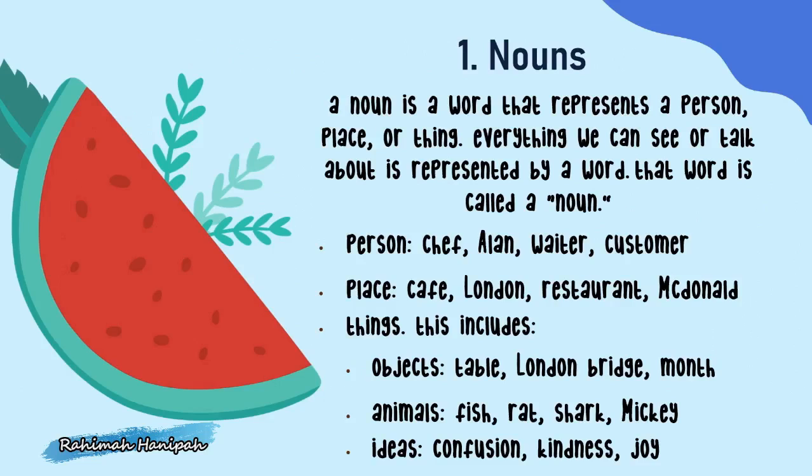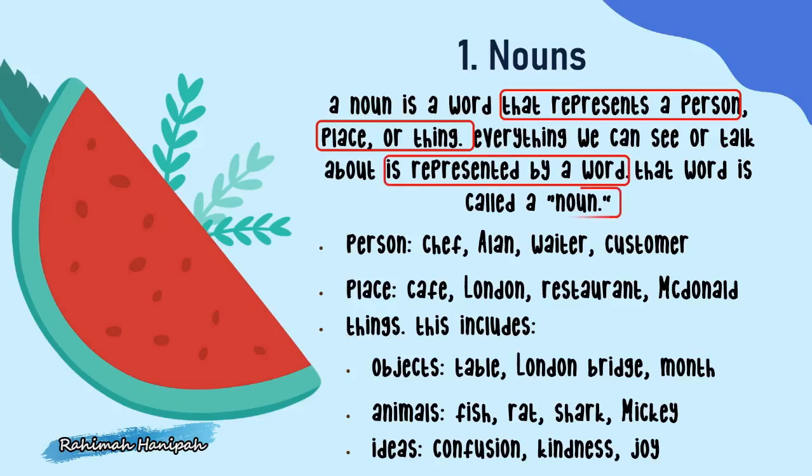A noun is a word that represents a person, a place, or a thing. Everything that we can see or talk about is represented by a word, and that word is called a noun. So it can be a person, a place, or even things. For example, we have a chef, names such as Ellen, waiter, customer.